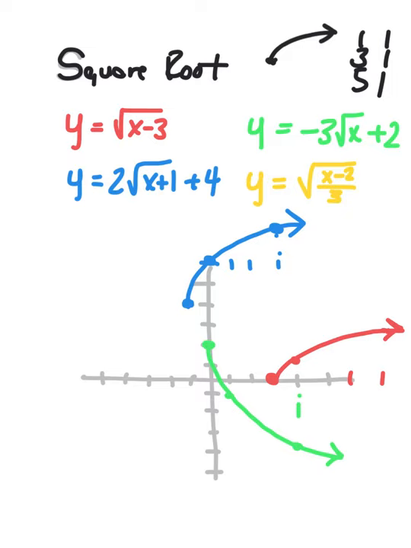The fourth one there, the one in yellow, is a horizontally stretched one, so this is moved right 2, and then that dividing by 3 on the inside is going to multiply these by 3, horizontally stretching it. So from there I would go over 3 and up 1. Over 3 and up 1. And then over 9 and up 1. So it really flattens this out. Horizontally stretches it.